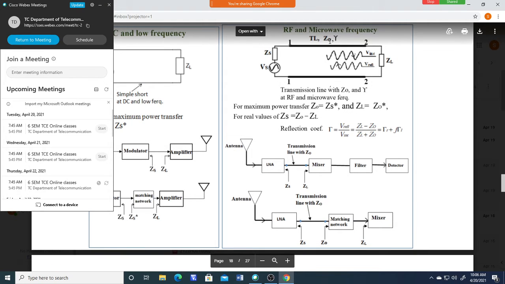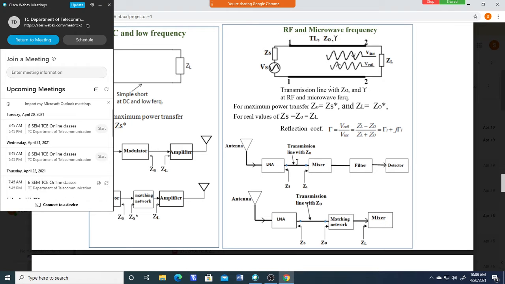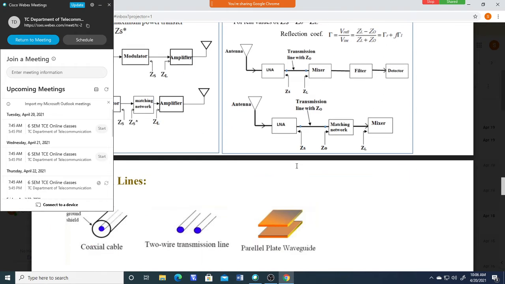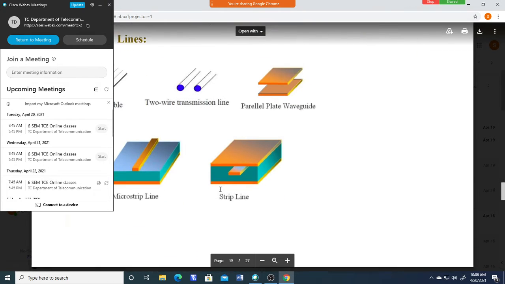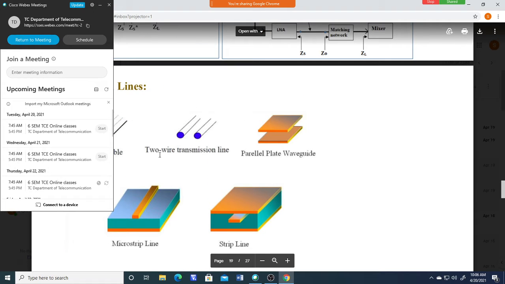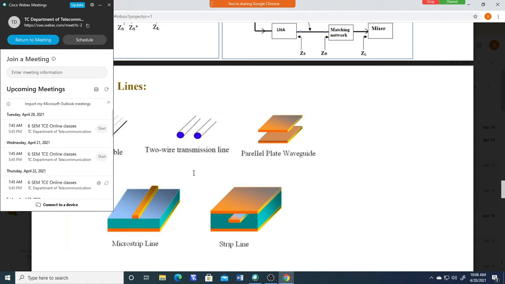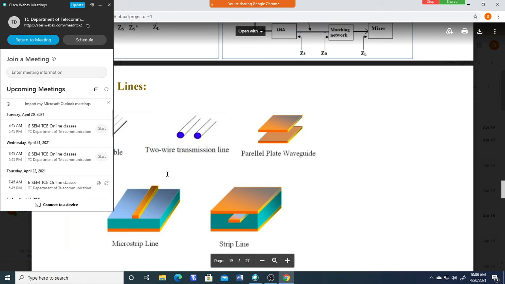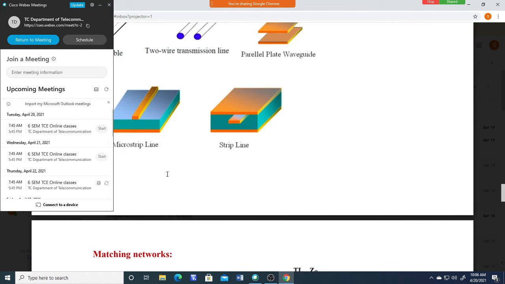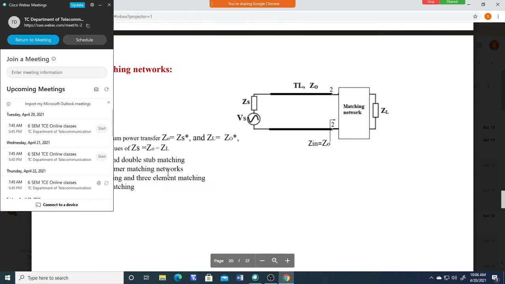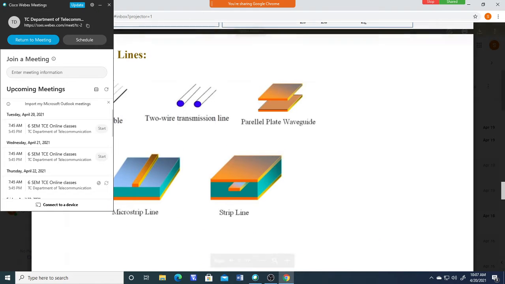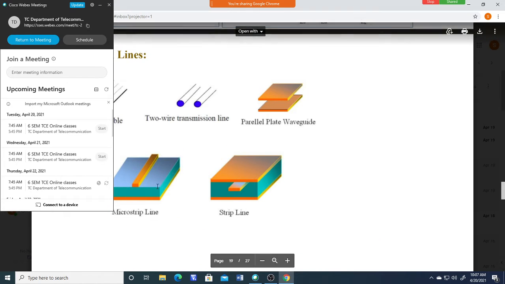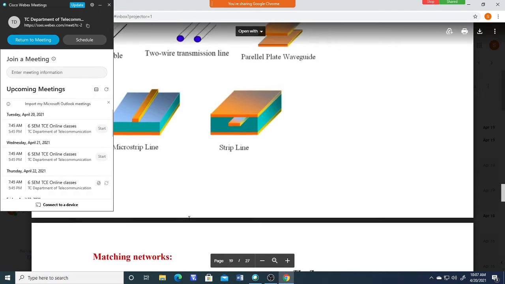Now, why we should consider the effect of this interconnect, that also we discussed in the previous class. There are different types of transmission lines, but their theory is common for all these two conductor transmission lines. So what we are studying here, the two conductor theory in the next sections, is common for all these transmission lines, like coaxial, two-wire, or microstrip line.